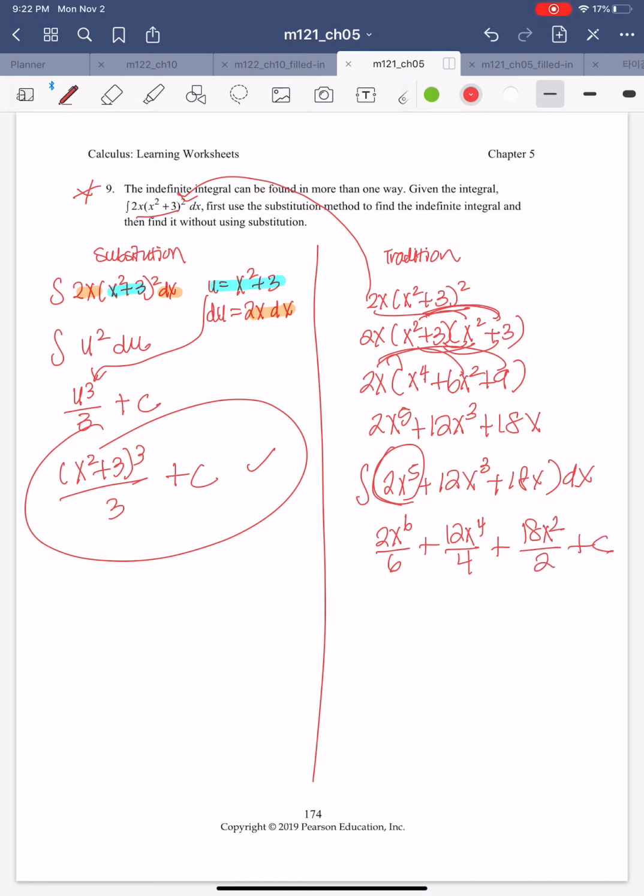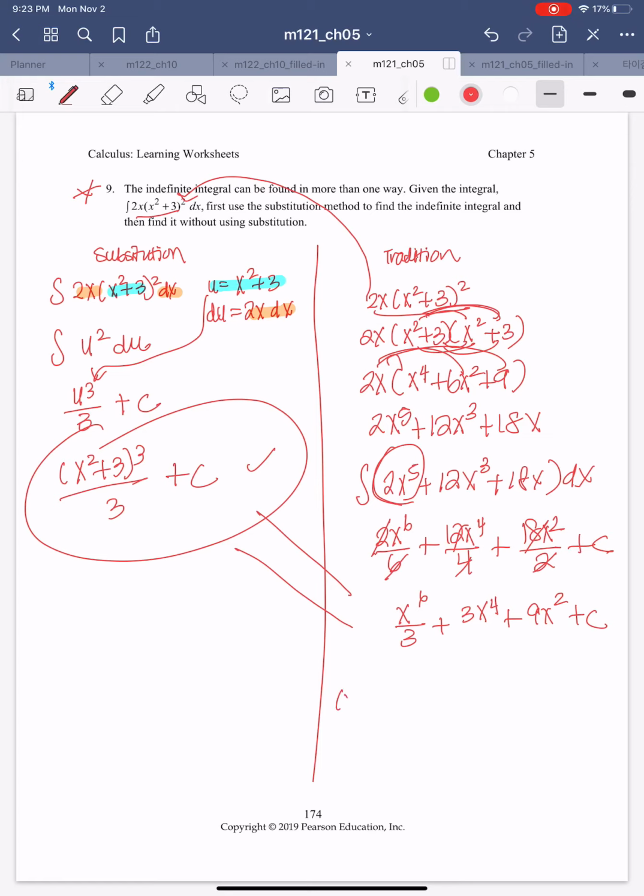Okay. And then what happens is this switch. So you have x to the 6 power over 3, 3x to the 4th plus 9x squared plus c. Okay. Now, is that the same? Yes, because I know we really didn't FOIL. These two are the same because take a look.